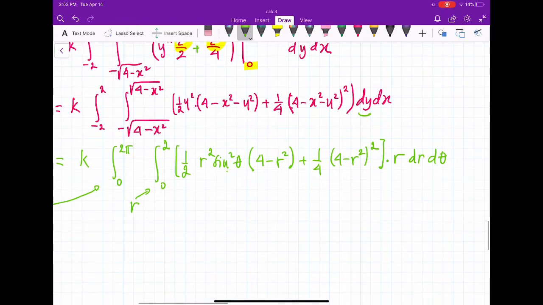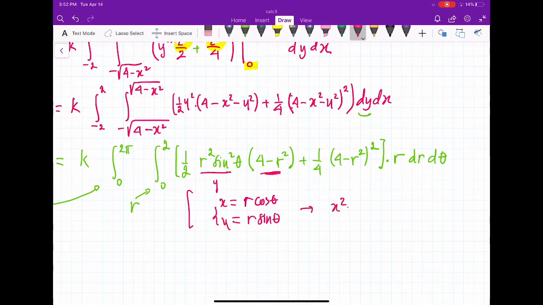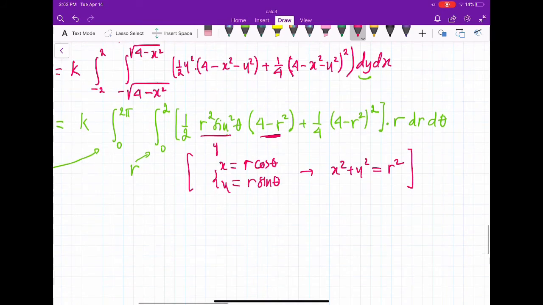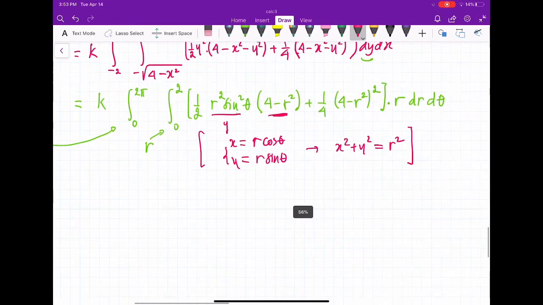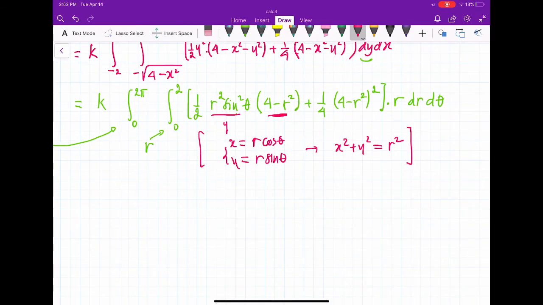Okay, so here we need to pay attention to why we have 4 minus r squared here, because you know x equals r cosine theta, y equals r sine theta. So x squared plus y squared is nothing but just r squared. Make sense?